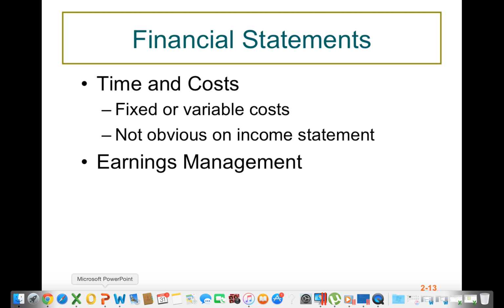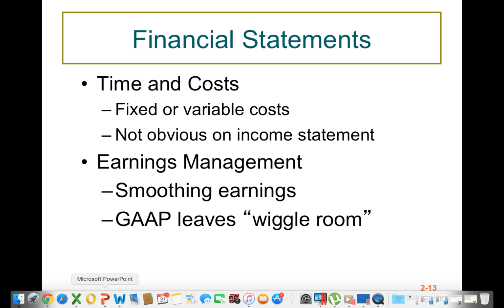And fourth, earnings management. There may be smoothing of earnings, and GAAP leaves some wiggle room. So in some cases, the company may want to show its best to shareholders and therefore use some wiggle room to do so.